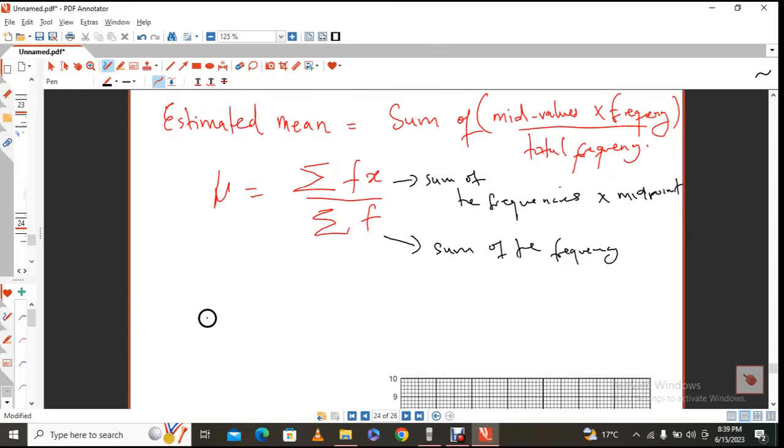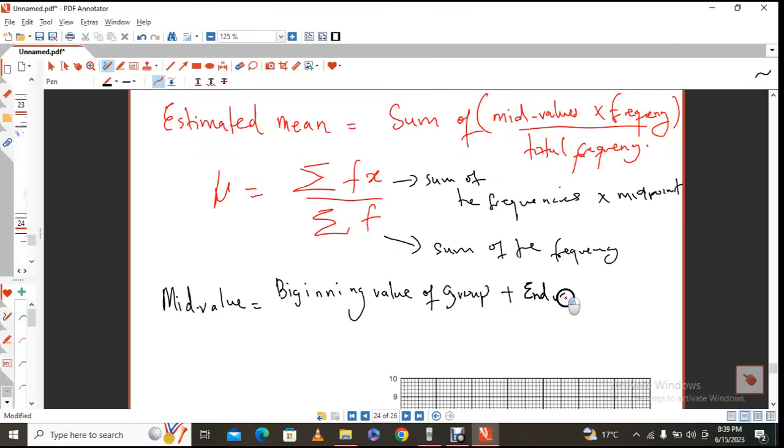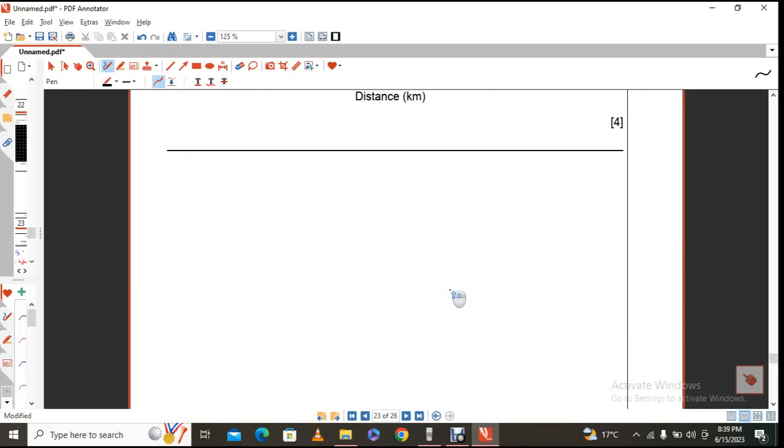So the mid value, and I'm writing it here, mid value, and hopefully my handwriting is nice now. We take the beginning value of each group, and we add it with the end value of the group. And then once we find the sum of that, we divide it by 2. So I'm going to go back to my table and I'm going to do mid intervals now.